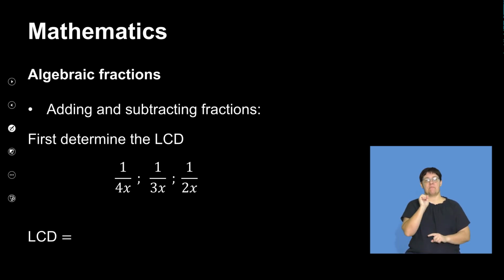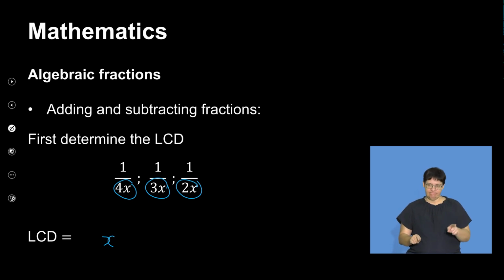The LCD of 4x, 3x, and 2x. You can see already there's a common x in all of them. So I will just say there's an x there. Now the coefficients, 4, 3, and 2. I need the lowest common denominator of all of them.